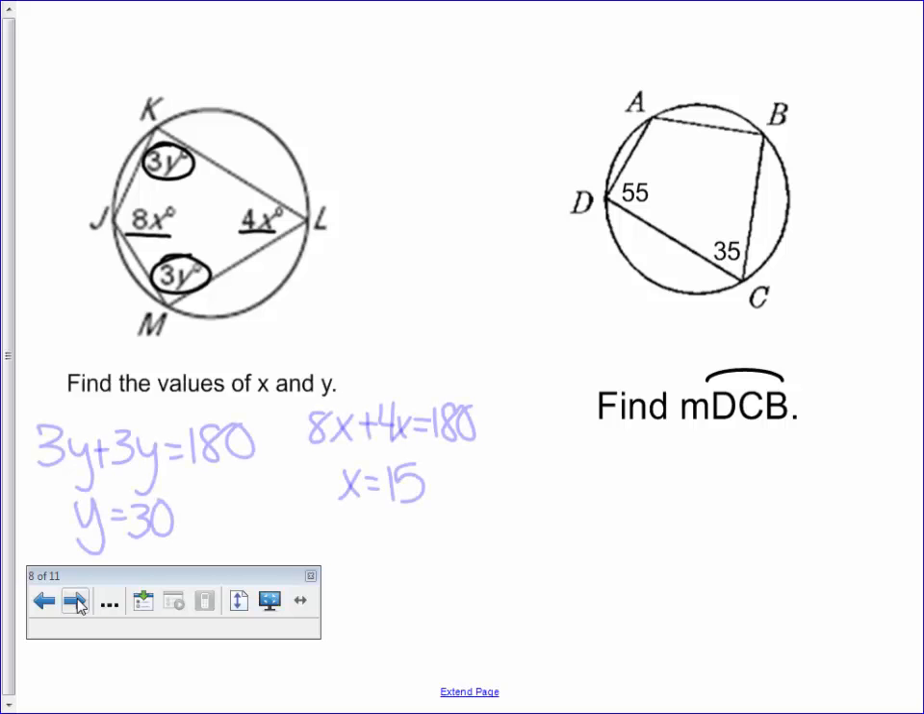So it should look something like this. 3y plus 3y equals 180. You do your algebra, and you get y to equal 30. 8x plus 4x equals 180. Do your algebra, and you get x to equal 15. Now this one's slightly different.